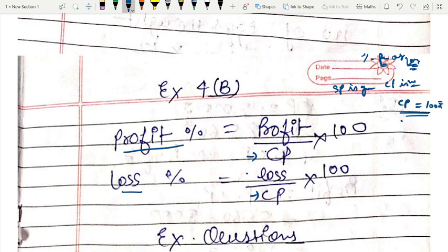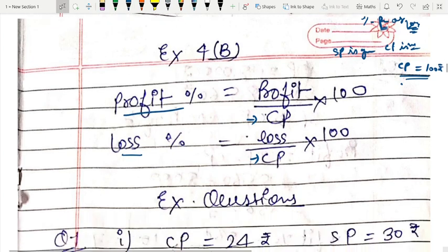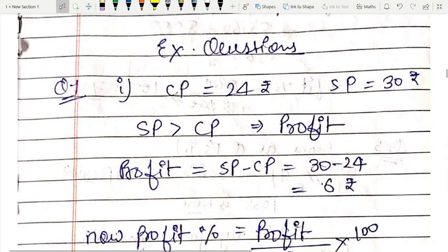Okay, so now let's come to the exercise question. In question 1, it is given that the cost price is 24 rupees and the selling price is 30 rupees. You can see very easily that the selling price 30 is greater than 24, so obviously he will get a profit. Profit will be selling price minus cost price. We have to find out the profit.